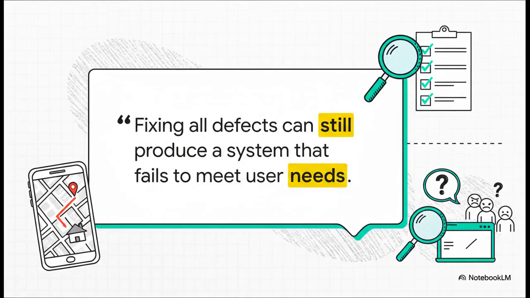I love this one. This is called the absence of defects fallacy. Just imagine, a team builds a brand new navigation app. It works perfectly, 0 bugs. But it can only give you directions to one totally random place. Is it useful? Nope.